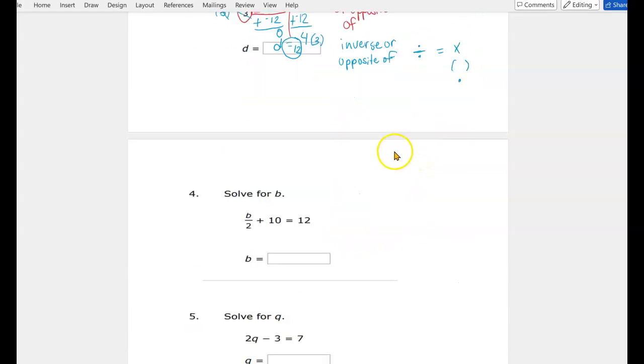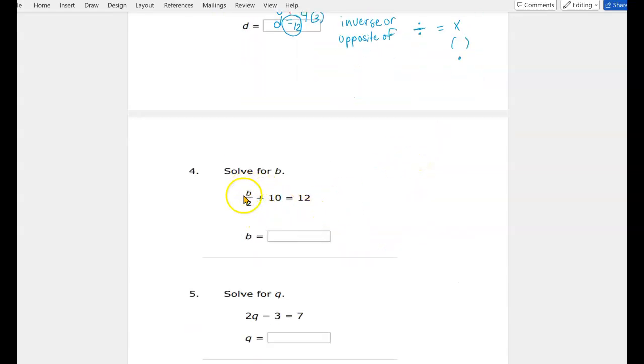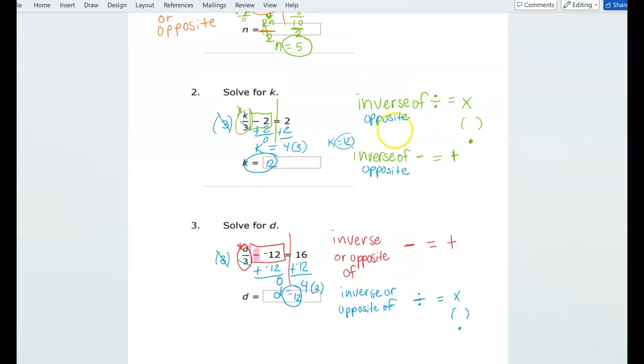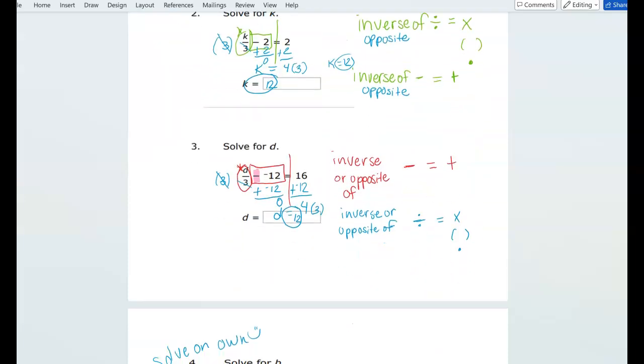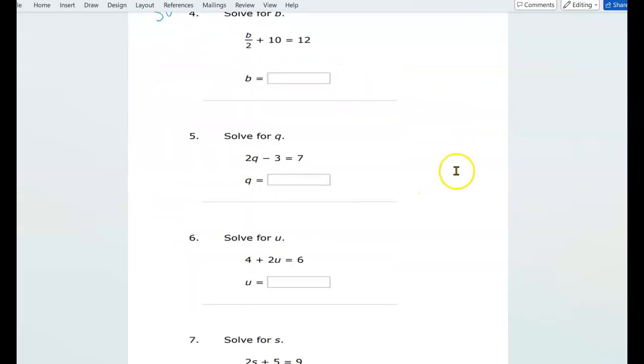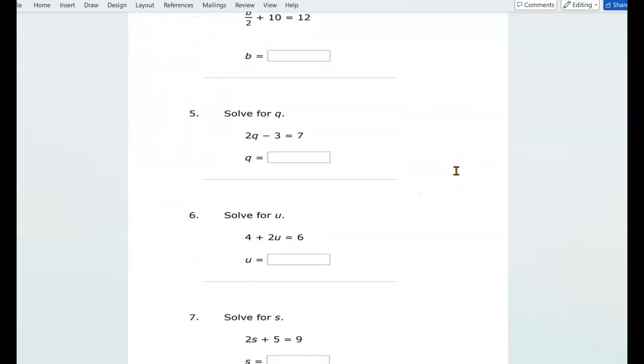All right, number 4. We're dividing, and I don't see any negative signs. You solve this one on your own. Smiley face. Go back and see how that's done on number 2 and 3. Yeah, you can do it. Come on. You're almost 8th graders, pretty much.